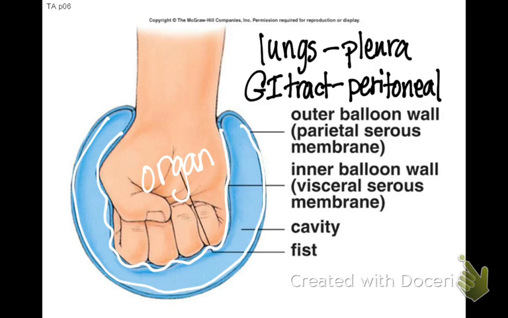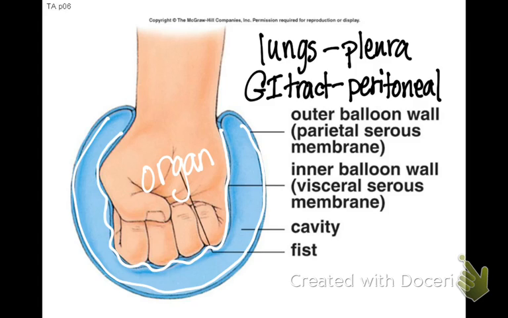So you can have visceral pleura and parietal pleura. Visceral pleura touching the lungs. Parietal pleura is going around the lung cavity. You can have visceral peritoneum touching the intestines, or parietal peritoneum, which is lining the cavity.